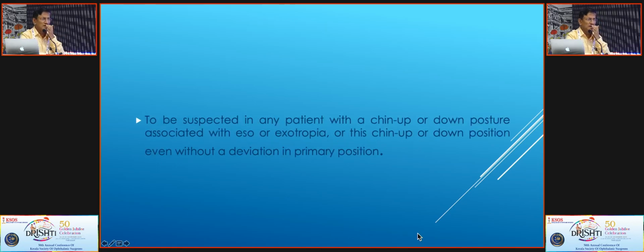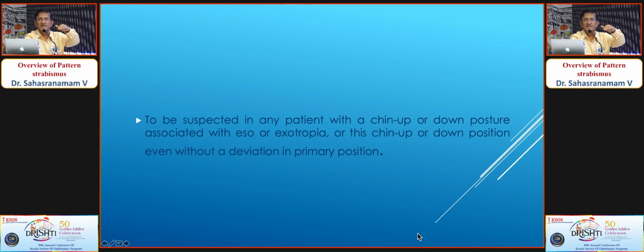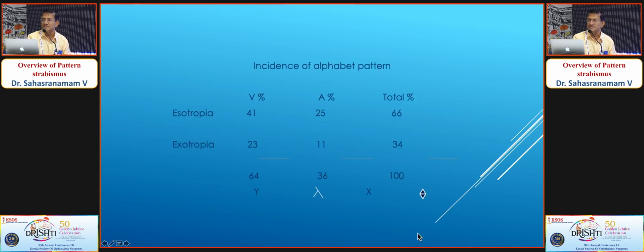So in a strabismology clinic, or in the general ophthalmology clinic, when do you suspect a pattern strabismus? Any patient presenting with an ESO or exotropia, if he or she has a chin up or down position, or as I said in the definition, in the primary position there is no obvious squinting, but the patient has got a chin up or down position, you suspect that the patient may be having a pattern strabismus.